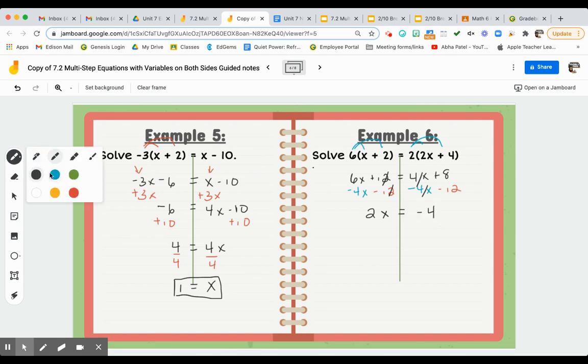Only do this if you are completely 100% sure. If not, make it 2 steps. Nothing wrong with that. I always left it at 2 steps when I was growing up, and I turned out just fine. Okay, so x is equal to negative 2.